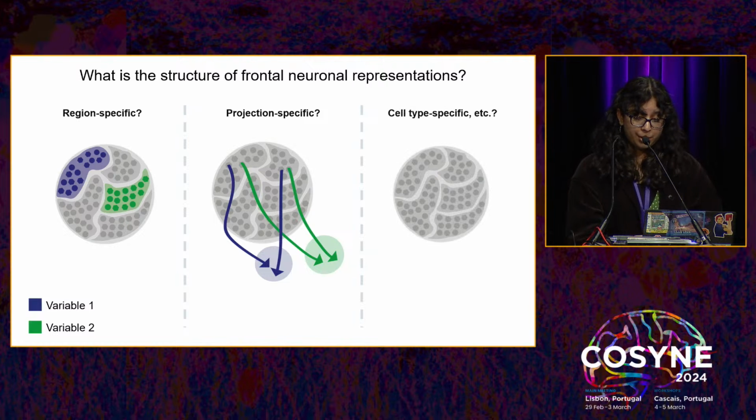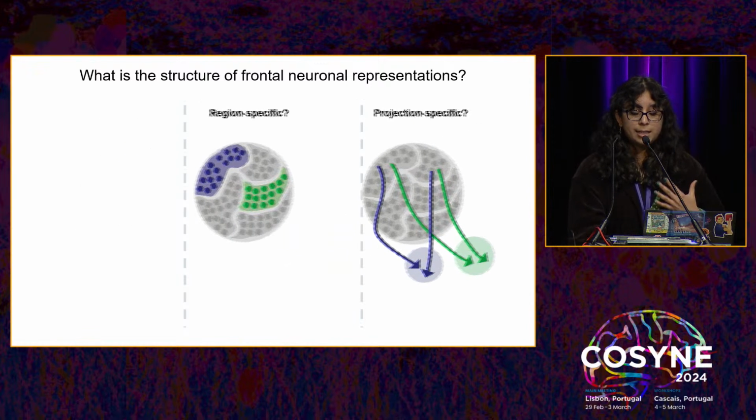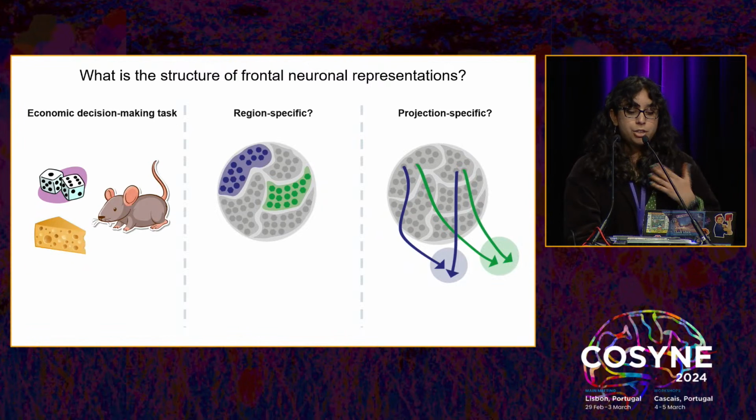Zooming in even further, it is possible that other factors, such as cell types, may shape frontal neuronal representations. In this project, we sought to investigate these first two questions, and to achieve this, we developed a visually guided task to probe economic decision-making in head-fixed mice.